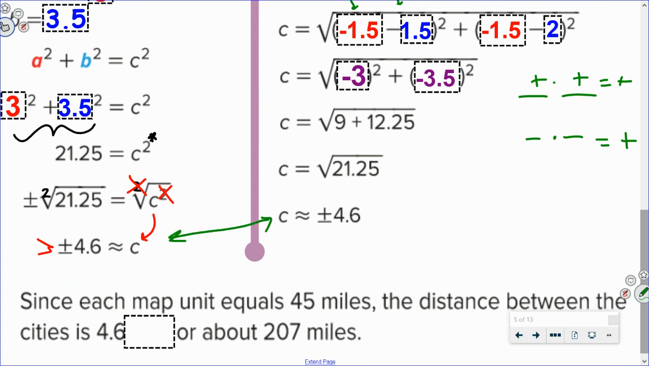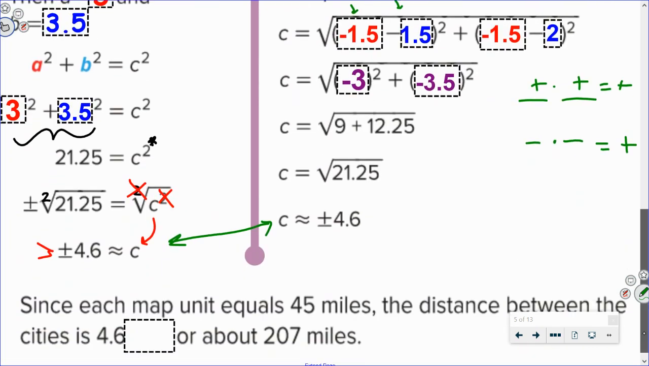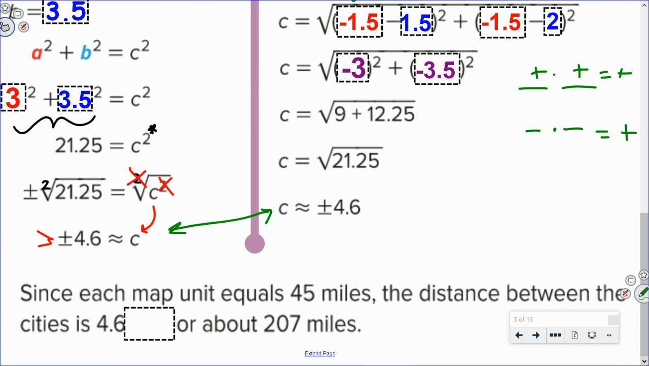Now there's only one piece of the puzzle left. You can't say those two colleges are 4 6/10 units away. Remember, please, that each unit on the map represents 45 miles. So we're going to take that 4 6/10 and multiply it by 45, and therefore the actual distance as the crow flies, not according to roads or highways, but the actual distance between those two cities is going to be about 207 miles apart.